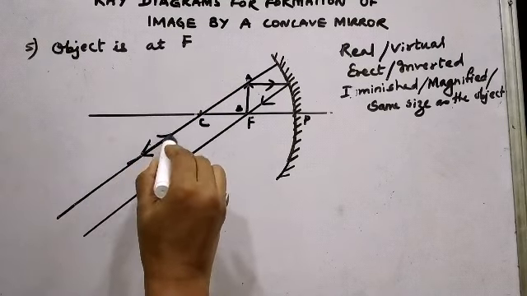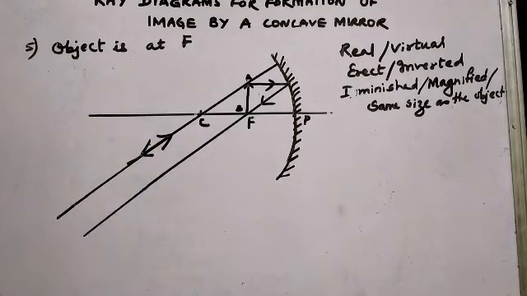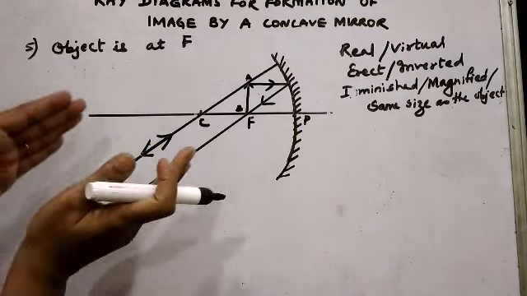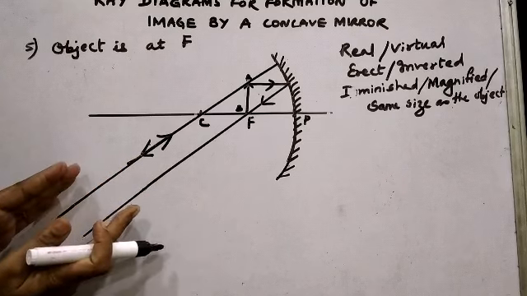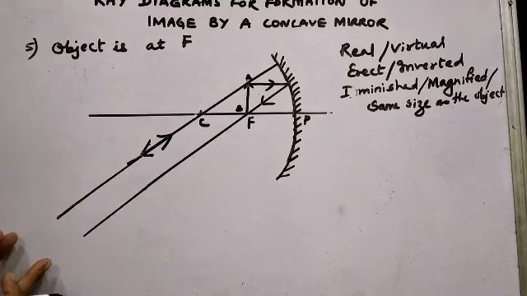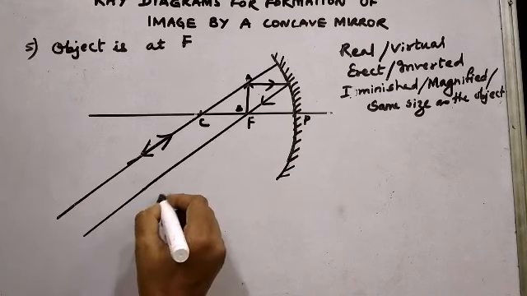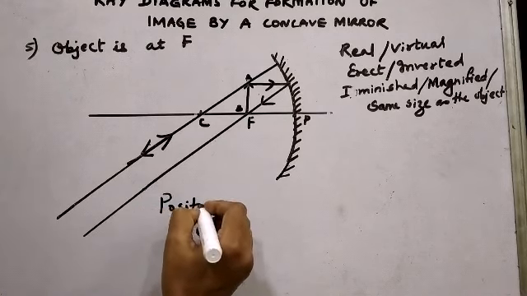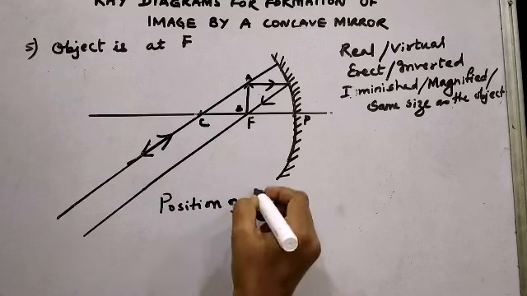The reflected ray will trace back the same path. Now you see that the rays of light are not meeting, but if these rays of light are extended forward, the rays of light will actually meet at some infinite point, but it is not possible here on the board. That means if I am writing down the description of the image, it will be like this.